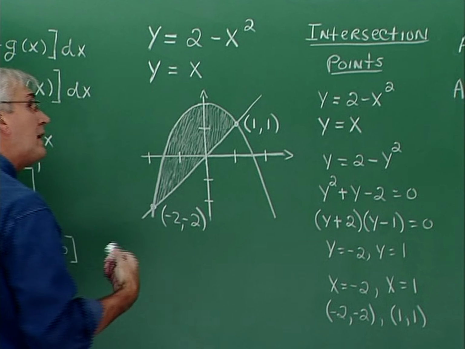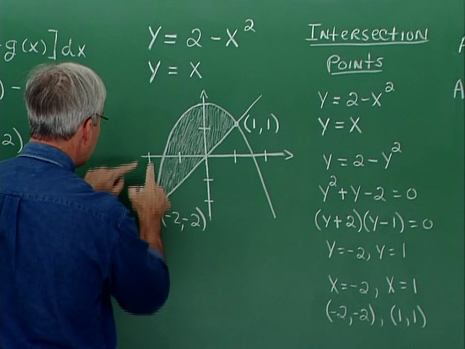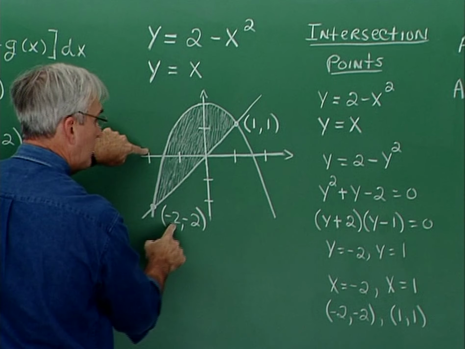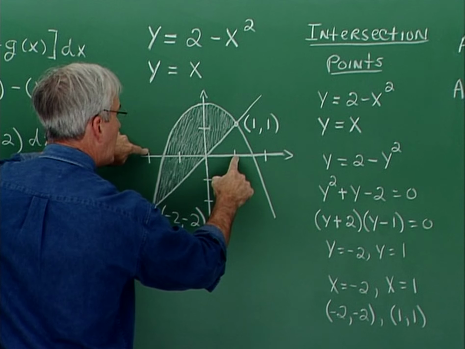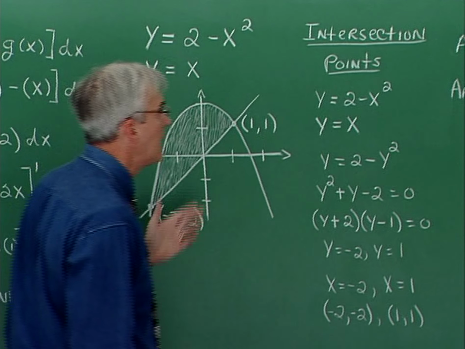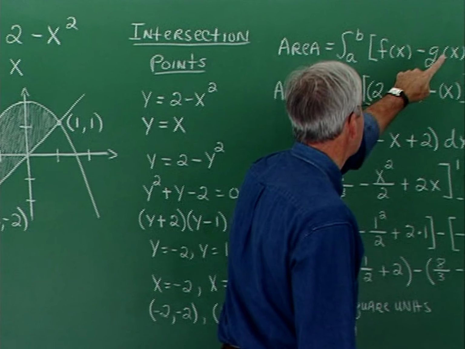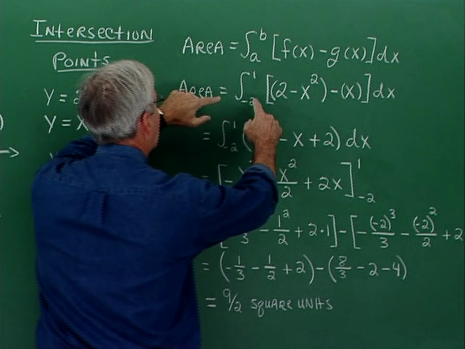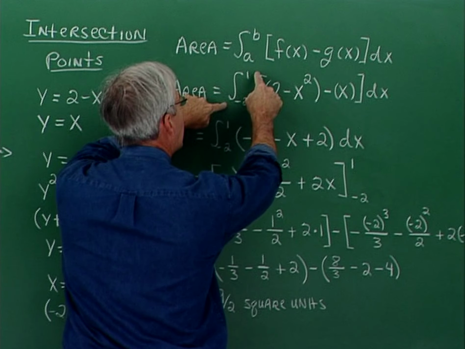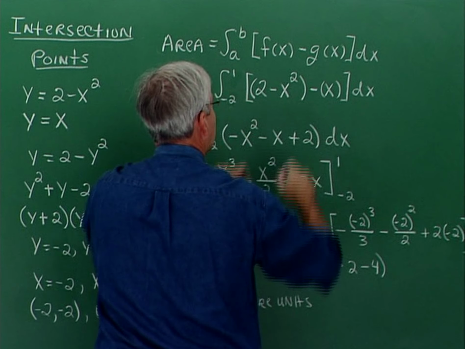Okay, so our interval, the interval in which we are finding this area, is between -2, the x component here, and 1. So it's within this interval. Okay, now we can set up our situation. The area then is the integral from a to b of f of x minus g of x, and the interval is from -2 to 1, and the top function is 2 minus x squared, and the bottom function is x, and away we go.